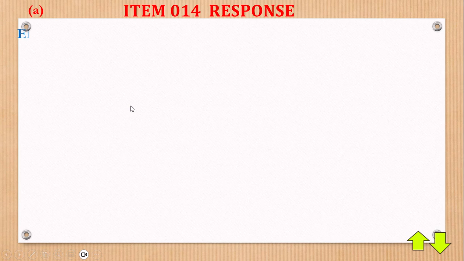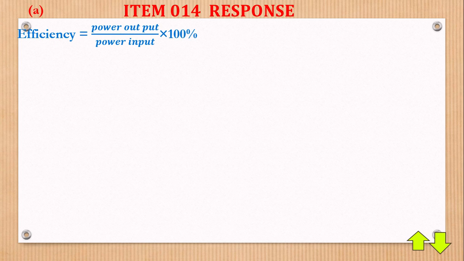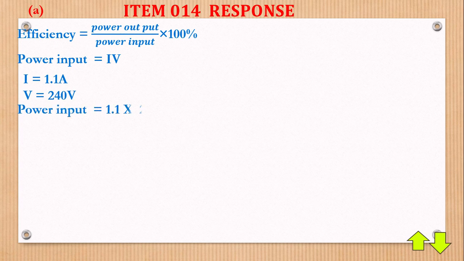So realize that in the long run, we're going to have that efficiency is equal to power output over power input times 100. In the next part, you shall get that, but power input is equal to IV. Of course, that's the formula for power, but we're calculating the power input. Remember, our I was 1.1, and our V is 240 volts. So power is equal to, we multiply. In fact, you realize that here is the I, this one here is the V, and you have them right there.